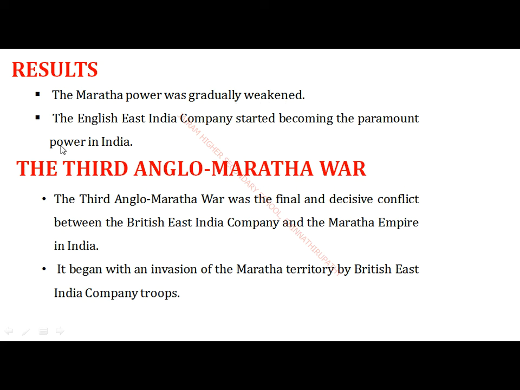So next, the result of the war was that the English East India Company started becoming the paramount power in India. What is the meaning of paramount? Paramount means it started to reach the place of apex, the top. That is, the British East India Company started to exert its influence as the supreme power in India. Children, these are all the results that took place after the Second Anglo-Maratha War.